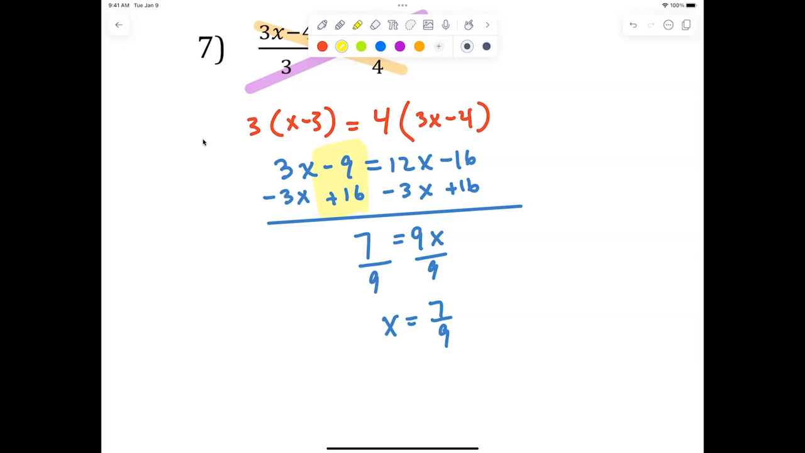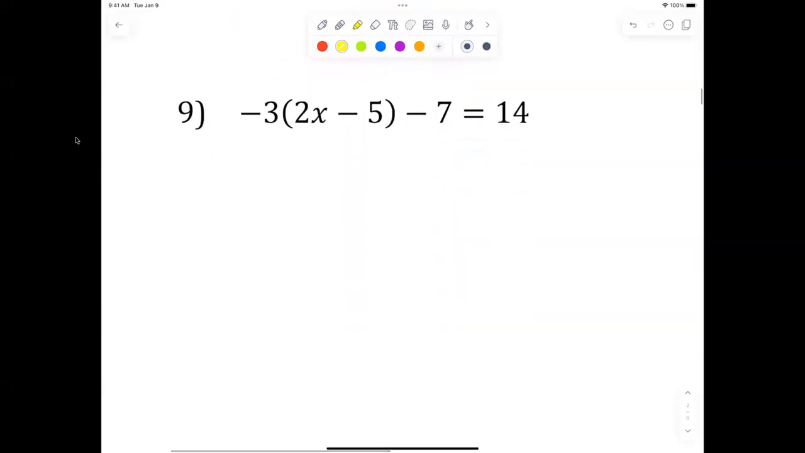All right, here we go. We good or not? Yes. All right, number 9. All right, we can distribute a negative 3, correct? Negative 6x plus 15 minus 7 equals 14.